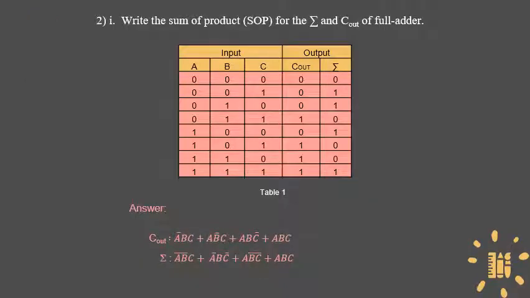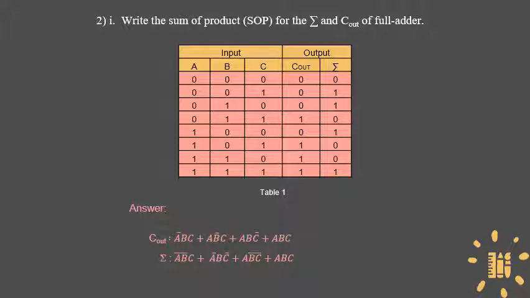So for question 2, write the sum of product for 2 Roman. 1 Roman, write the sum of product SOP for sum and Cout of full adder. SOP condition is when the output is equal to 0, the Boolean expression is A bar. And when the output is equal to 1, the Boolean expression is A. So this is the answer for question 2 1 Roman.